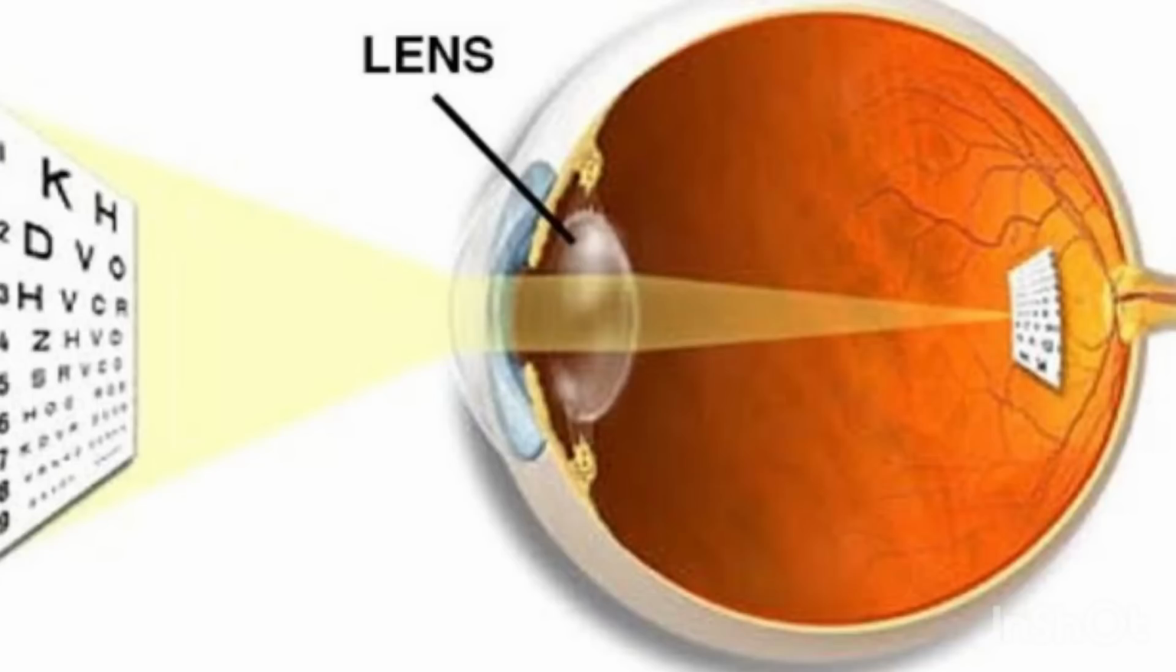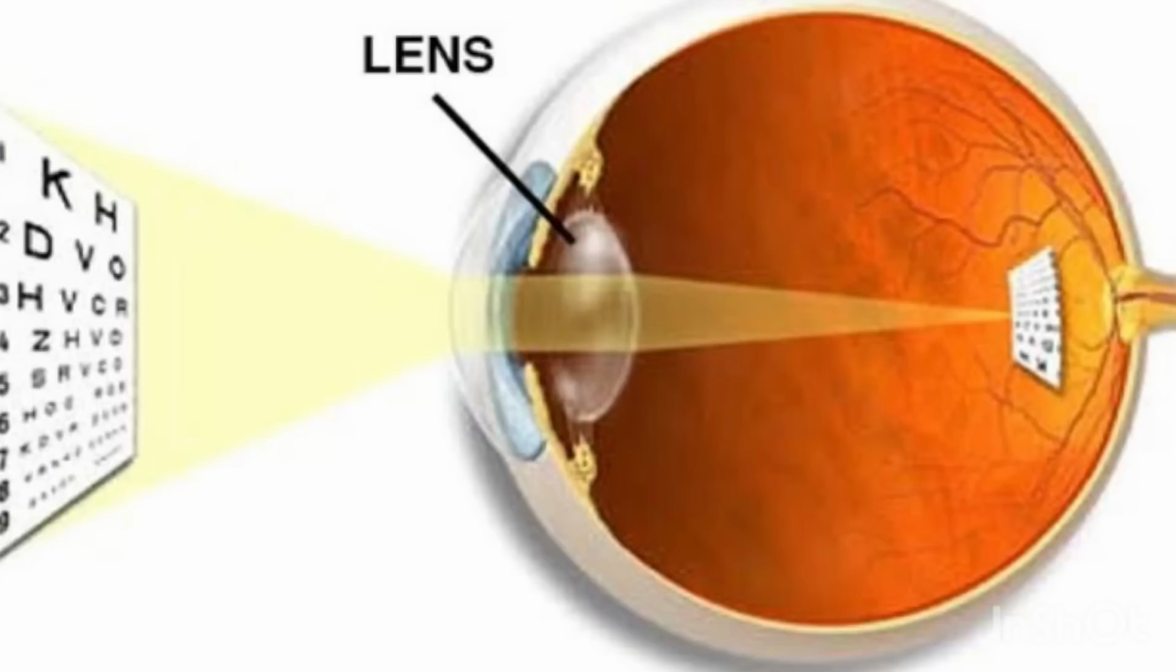Conversely, when we look at an object that is far away, the ciliary muscle relaxes, allowing the suspensory ligaments to pull the lens thinner and flatter. This decreases the lens's refractive power, ensuring that light rays from the distant object are focused accurately on the retina.